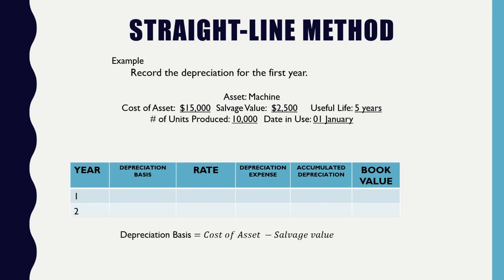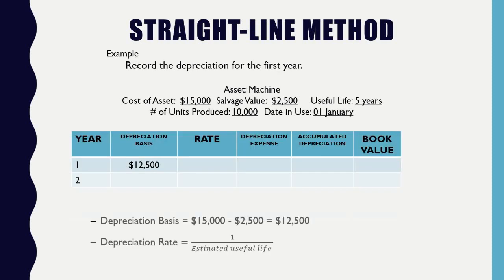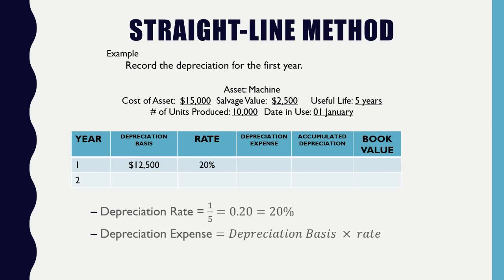Okay. So let's go ahead and solve this. Let's solve for the depreciation basis. 12,500. Okay, so the next one we're going to be doing is rate. Rate is going to be 1 over its estimated useful life. 20% is correct. All right.